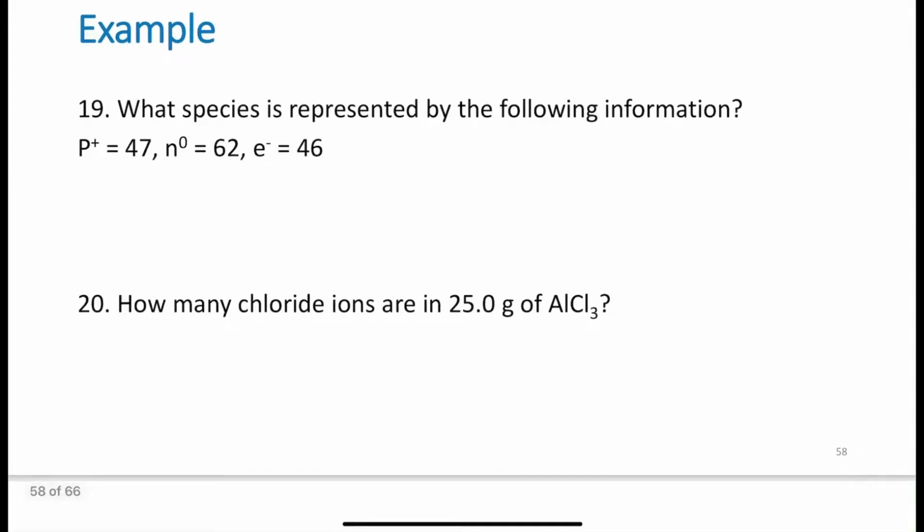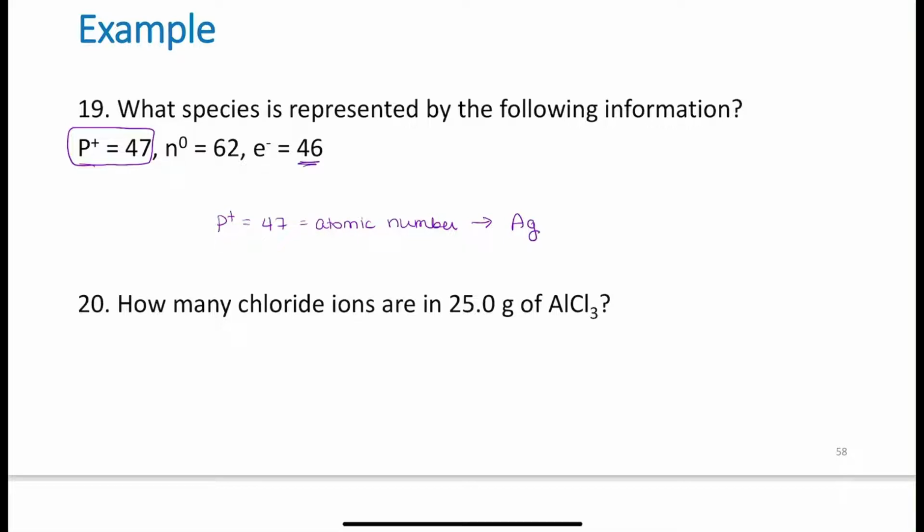Okay, what species is represented by the following information? What if you got a question like this one? First thing you should do, if you get a question like this, immediately look at the protons. The protons are going to tell you the element you have. Number of protons equals 47, which is your atomic number. And when I look at the periodic table and find 47, it equals silver.